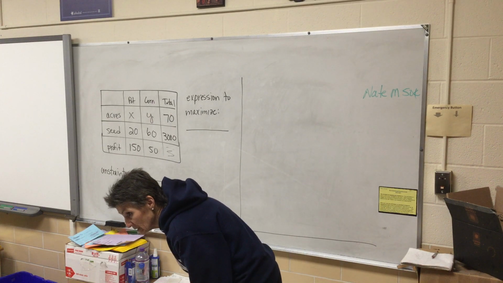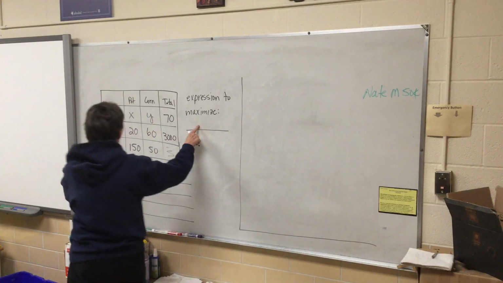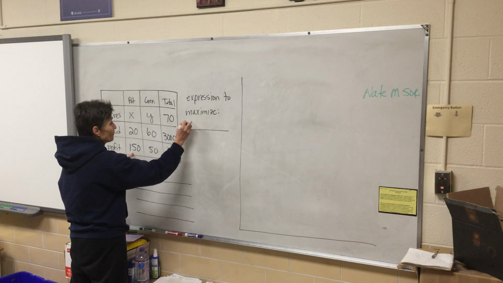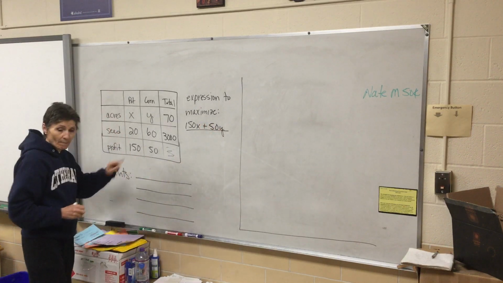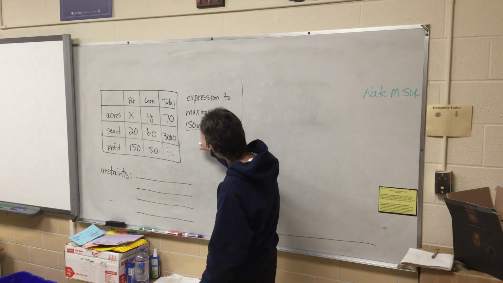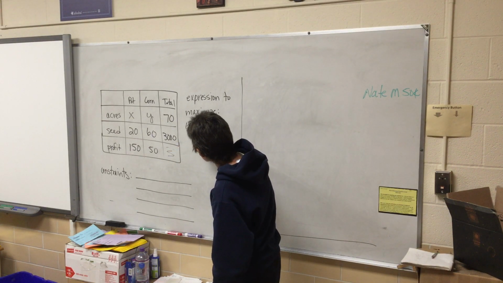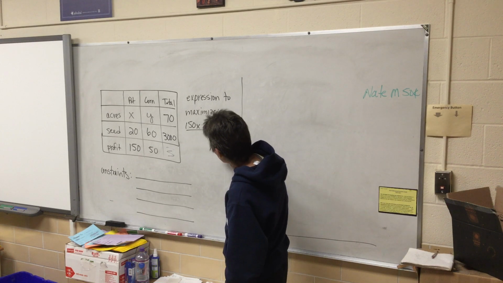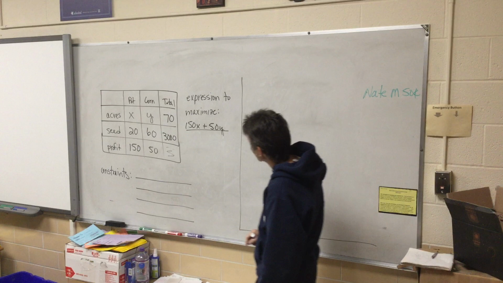You're the farmer. You want to make as much money as you can. You want to maximize your profit. So that's 150 X's and 50 Y's. You want to maximize your profit. So the expression that you're maximizing is your profit, 150 X's and 50 Y's. Because potatoes are X's, corns are Y's.